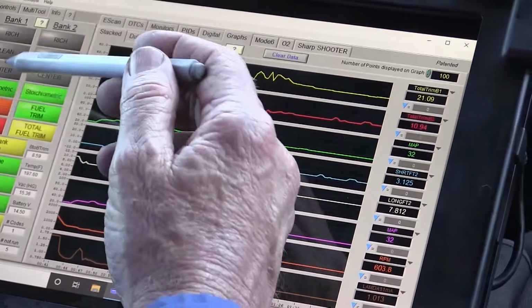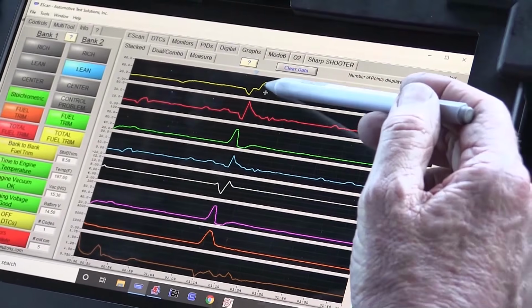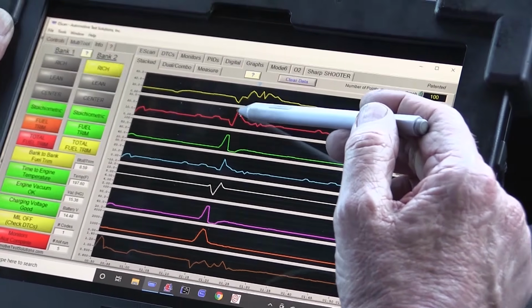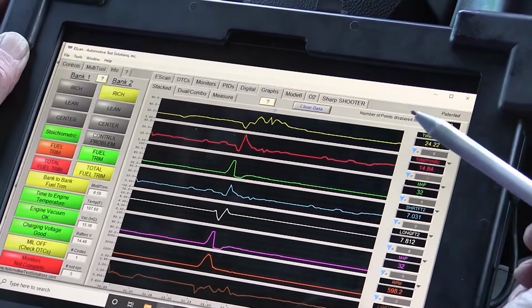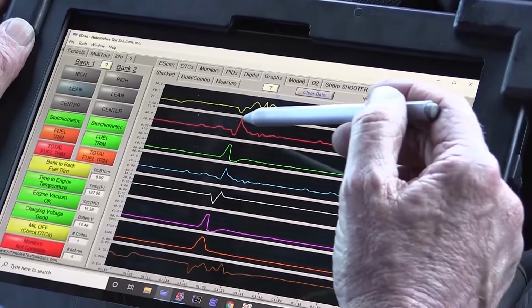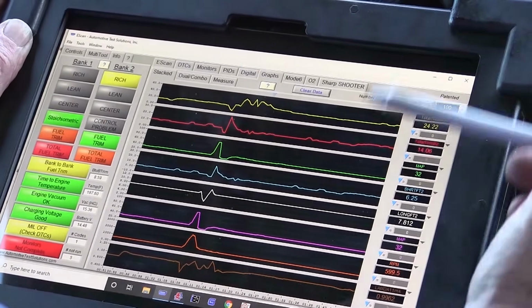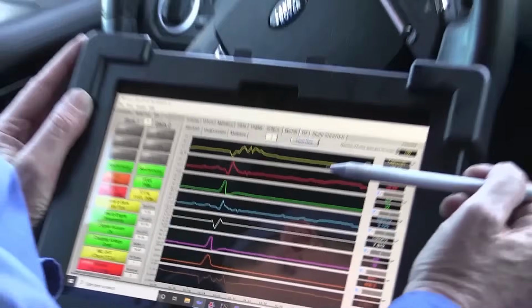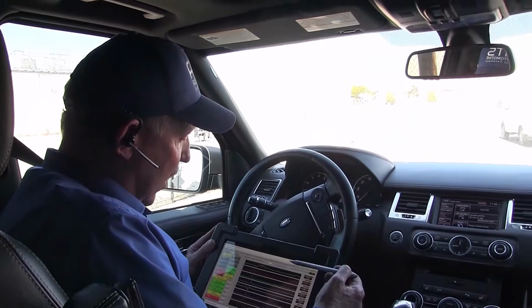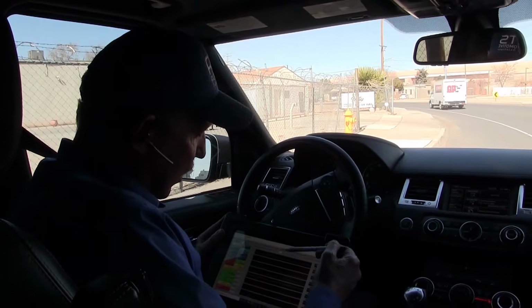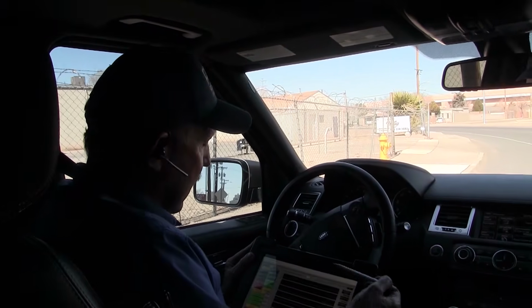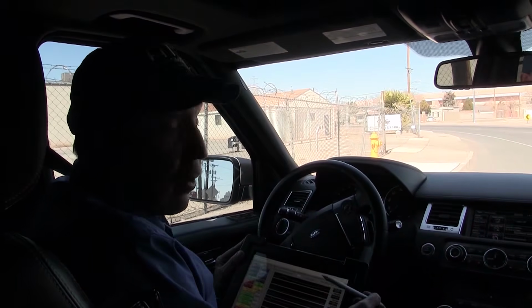So what looks like it's on bank 1 is really on both of them. Bank 1 has more of a problem, but bank 2 also went to about 30%. What's really wild is that happened when I came back down to an idle. So now I know that we have something going on to where we're lean, and it looks like it might be both banks, not one bank. It just looks like it's worse on bank 1.